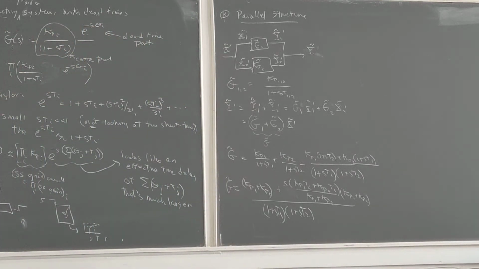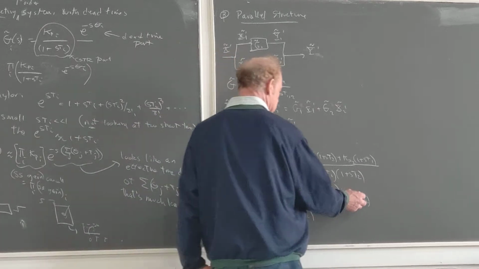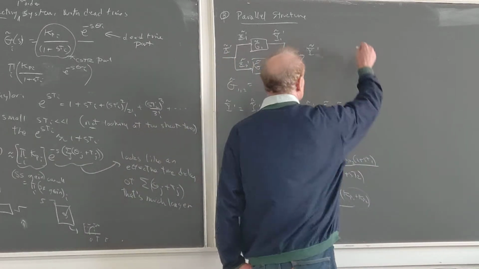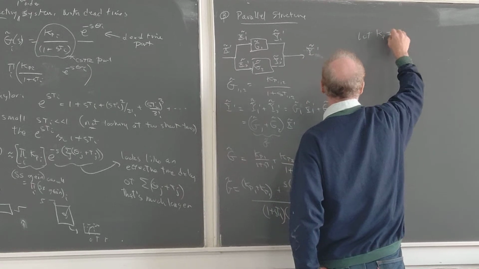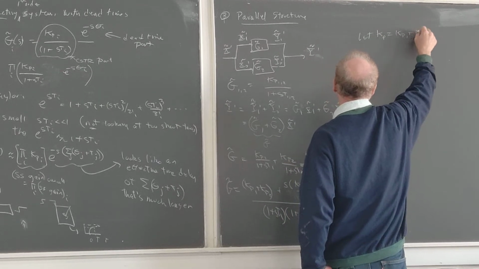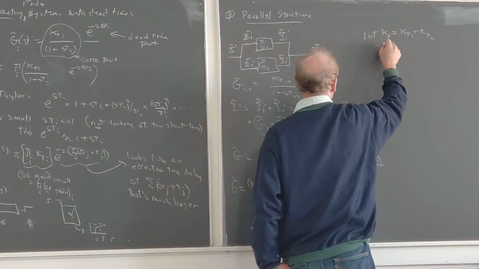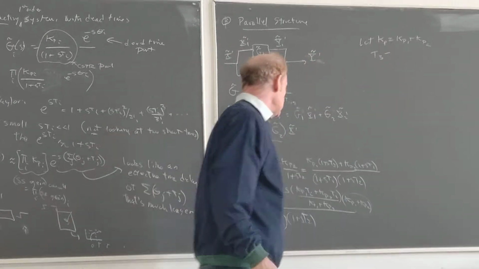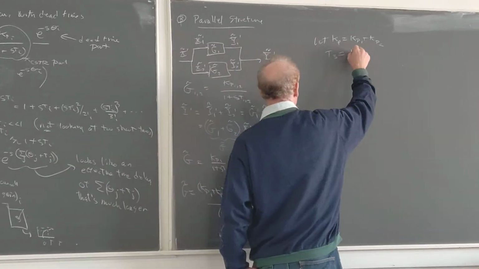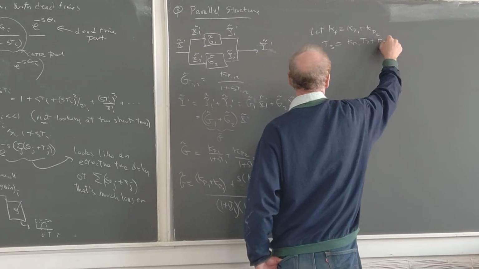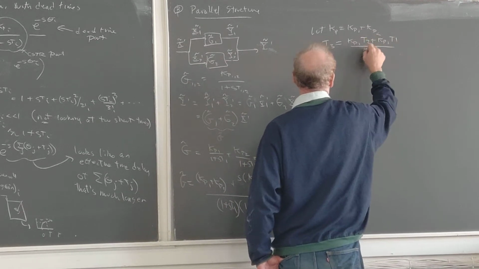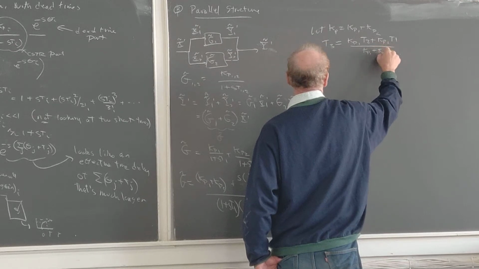Now, what I'm going to do is call this thing, let's let Kp equal Kp1 plus Kp2. And let's let t3 equal (Kp1 t2 plus Kp2 t1) over (Kp1 plus Kp2).